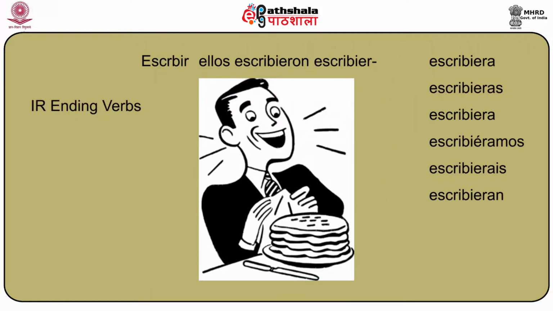Let us see another verb like comer, which means to eat. The infinitive form comer has the preterite third person plural as ellos comieron. The stem which remains after removing on is comier. So we add the endings of the imperfect subjunctive and we are left with comiera, comieras, comiera, comiéramos, comierais, comieran.